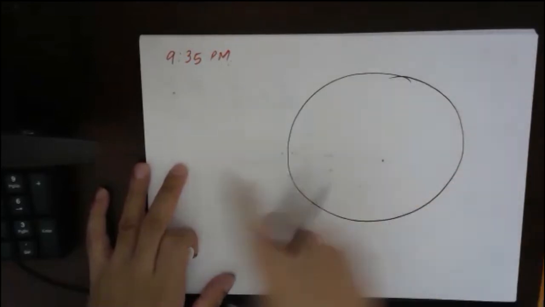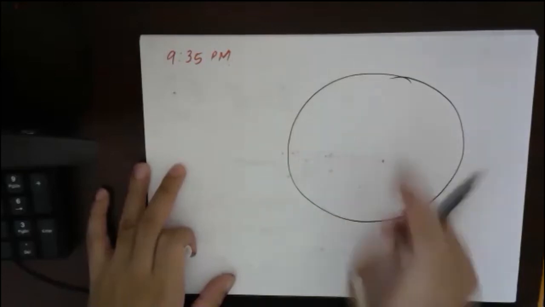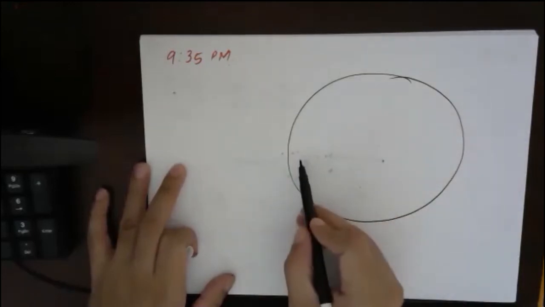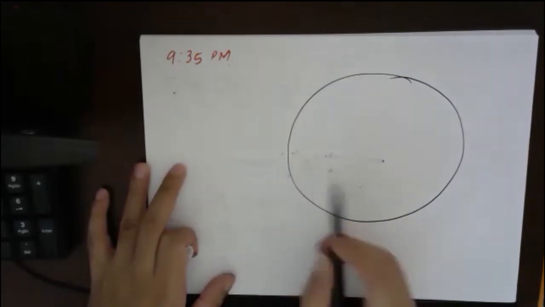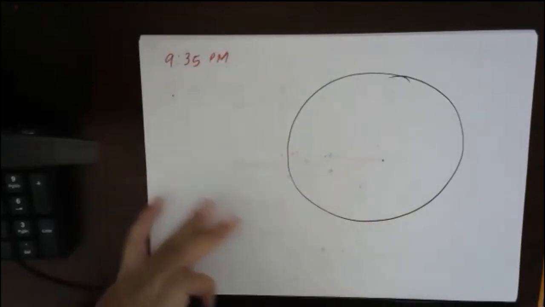So let's see. I will start from 9. Write the answer, everyone. It seems correct. Let's see. So exactly at 9, first I will draw 9.